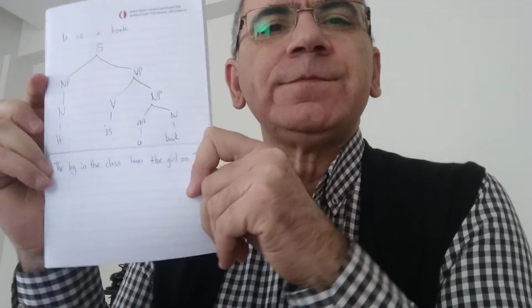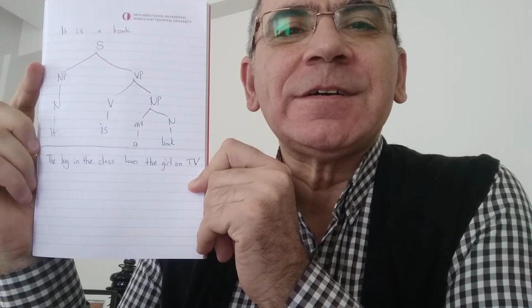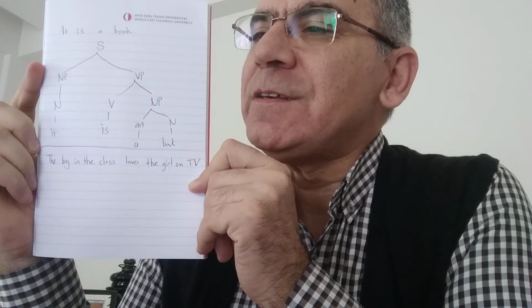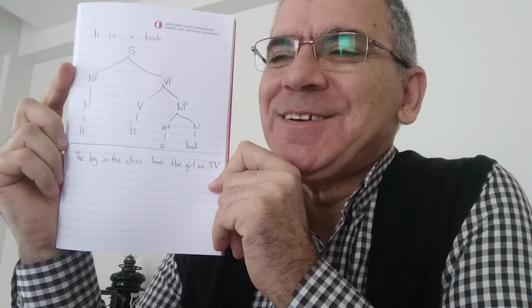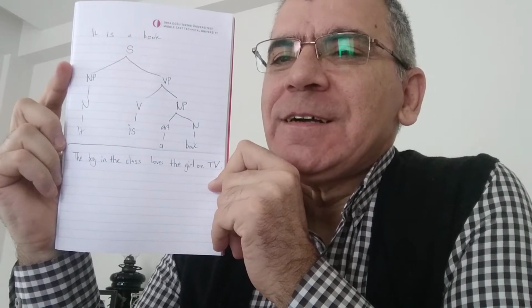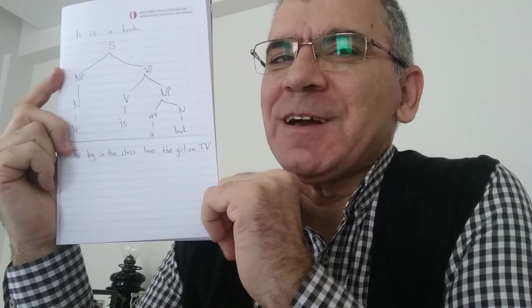The boy in the class loves the girl on television. Oh, it's more complicated, isn't it? The boy in the class loves the girl on TV. TV is a noun, don't worry, I'll give you a clue. Now, I wish I wrote it on the next page because this is a small space, but I will do that.